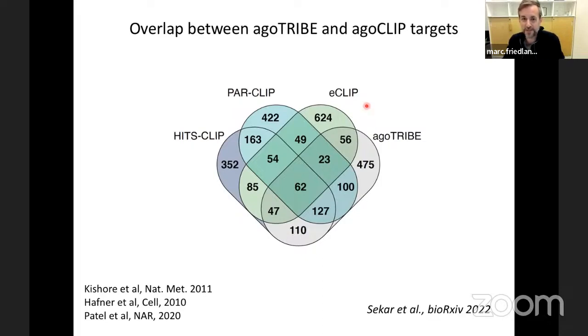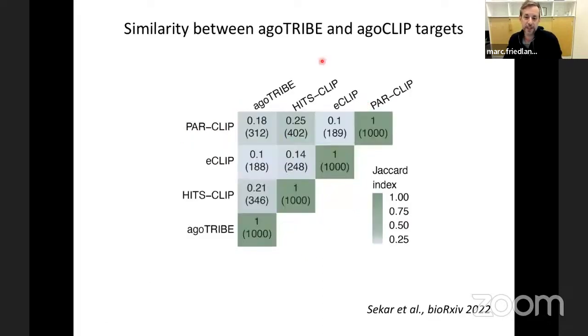this respect. And here again, we did the same thing, but just with a Jaccard similarity index. And you can see the methods that resemble each other the most in the target repertoire are PAR-CLIP and HITS-CLIP. But agoTRIBE is actually fairly close in similarity. And again, eCLIP is a little bit like an outlier. So it looks from this point of view that agoTRIBE is really behaving like a CLIP method in its target selection, even though it's not actually a CLIP method.